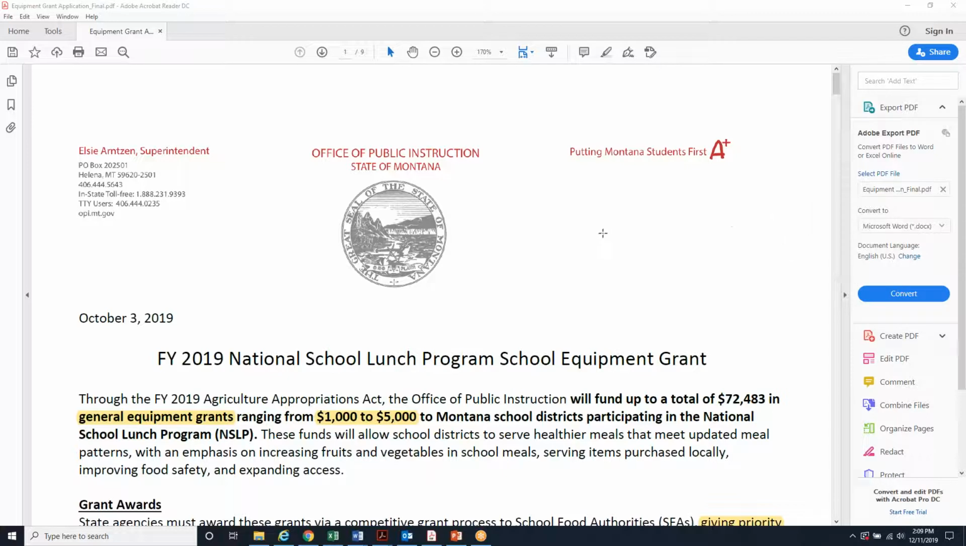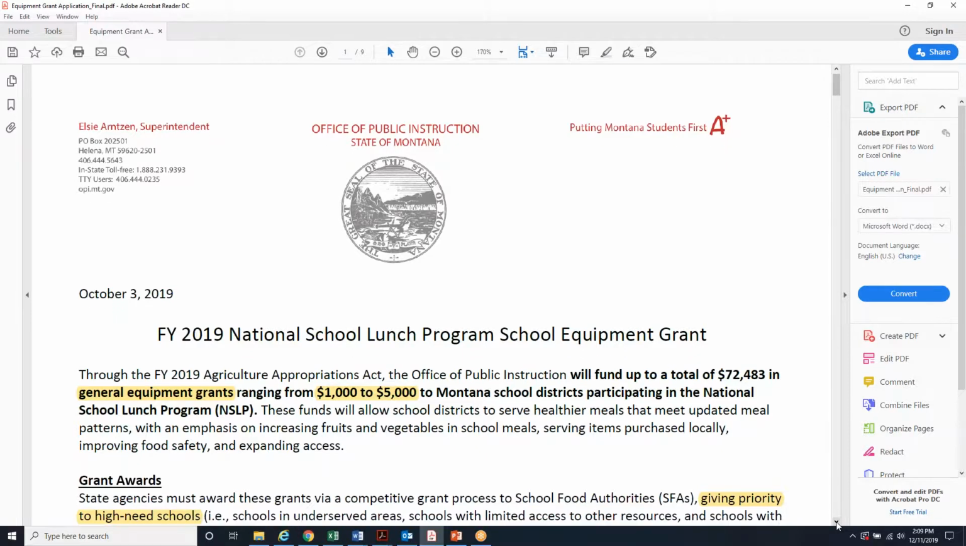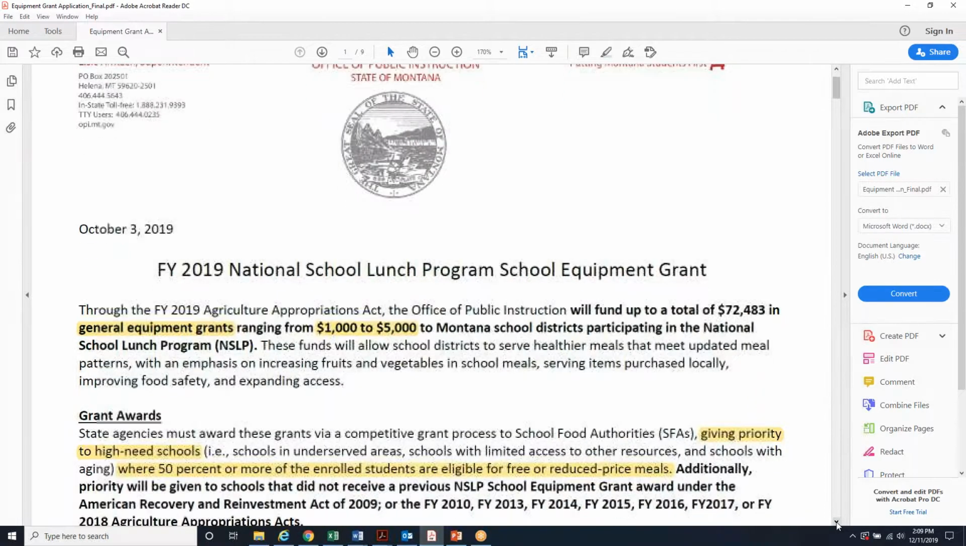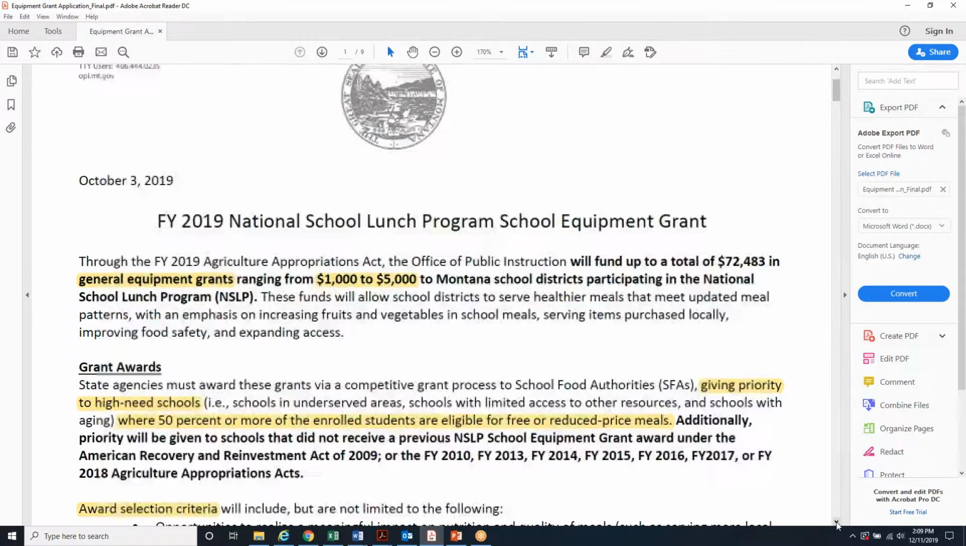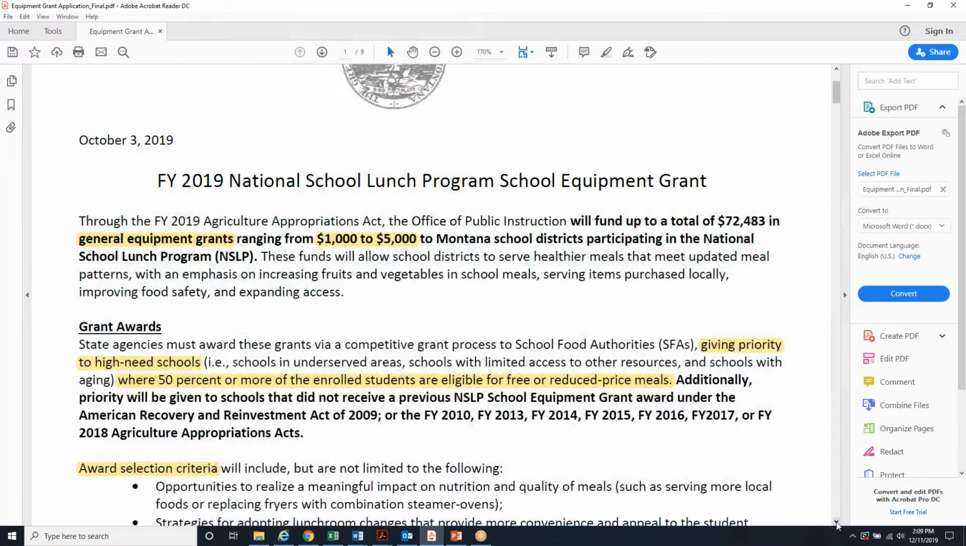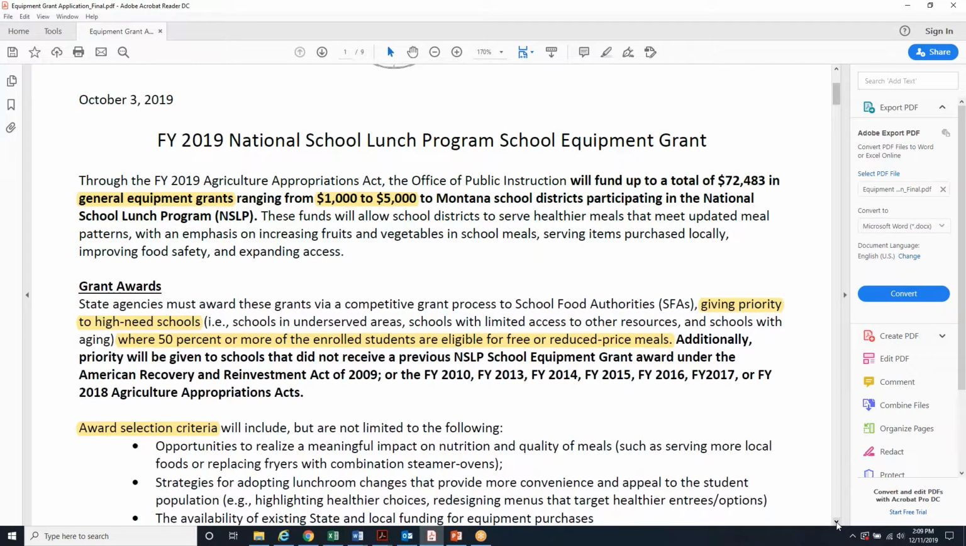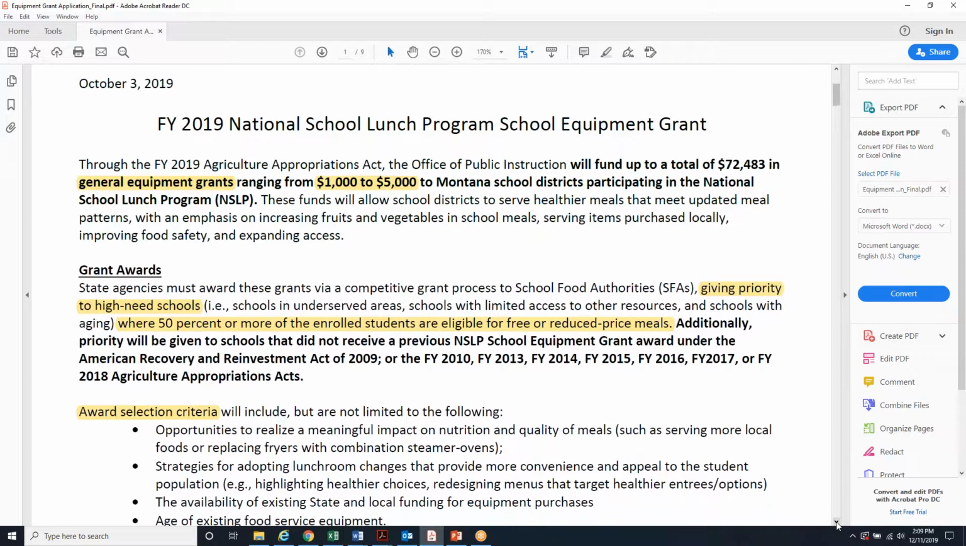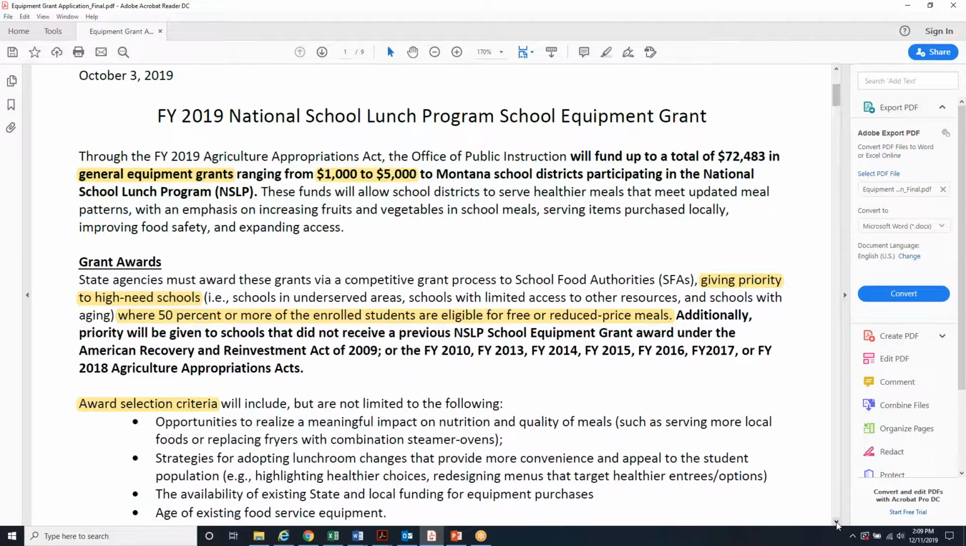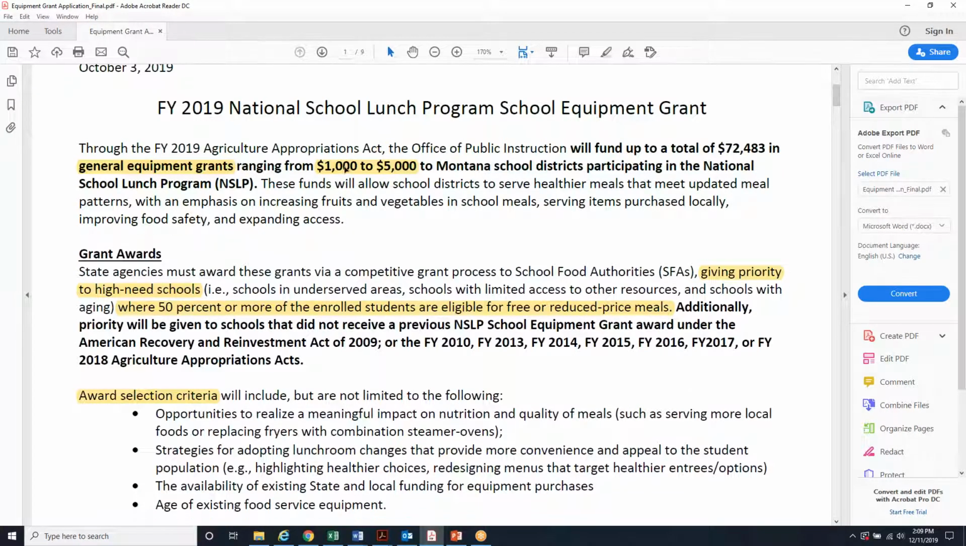Okay, so this is the grant application, and you will see how I took a highlighter in reading this when I read it the first time and highlighted key things that I would, if I was writing this grant, want to pay attention to. You'll see that it is basically a general equipment grant. So if I was a food service director looking for new equipment, it would be of interest to me. The amount is $1,000 to $5,000. That's the amount. I have to at least meet $1,000 and can't go over $5,000.